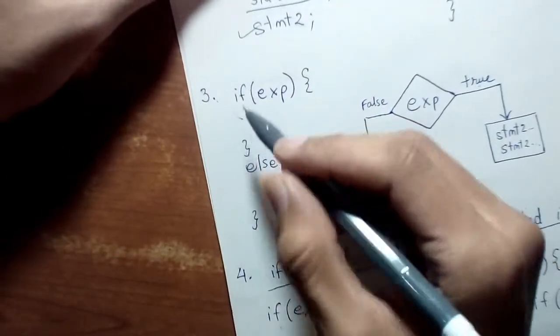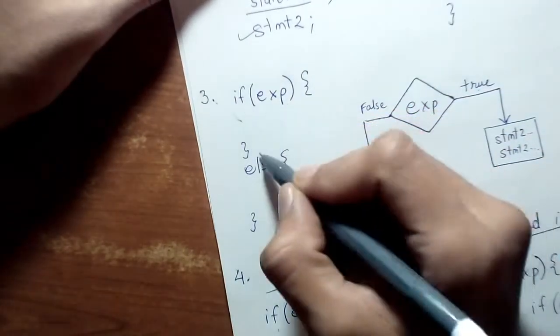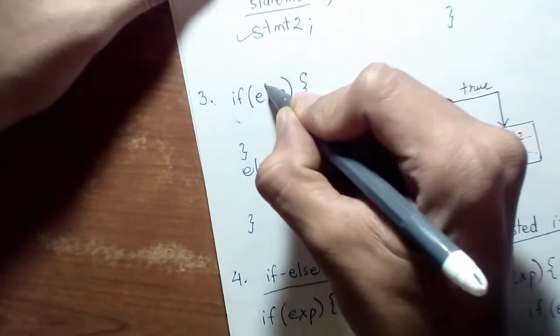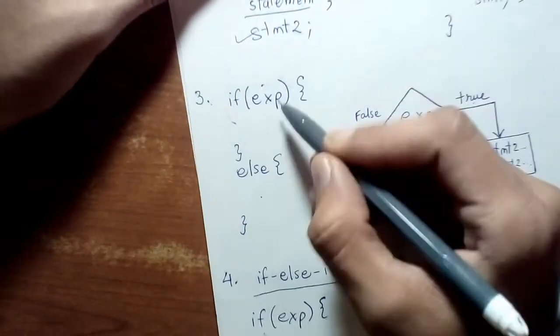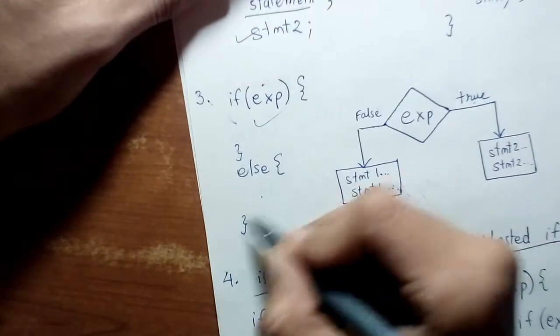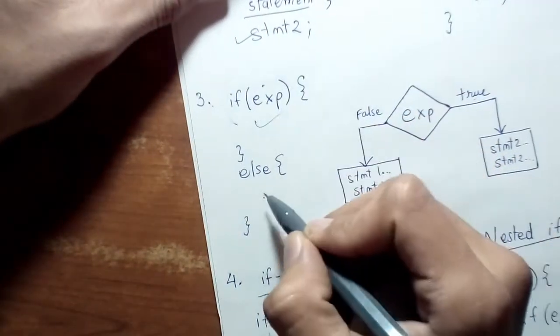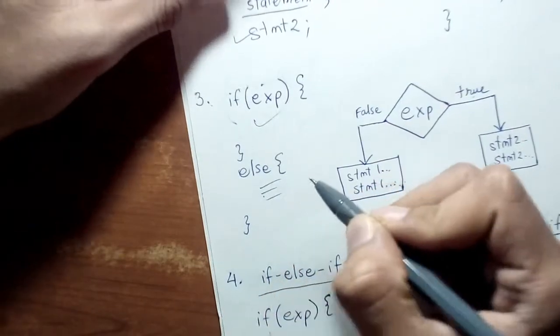Now the third one we have is else. With if, we are associating else. If this expression is true, then as usual this will run like normal. But if it is false, then we can provide another part of code which we want to run only if this expression is false, and this code will be inside the else part.